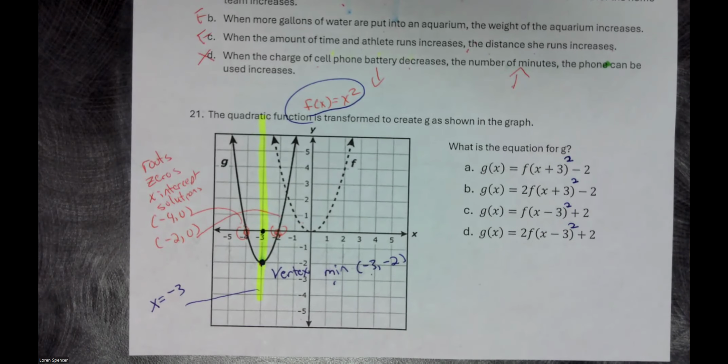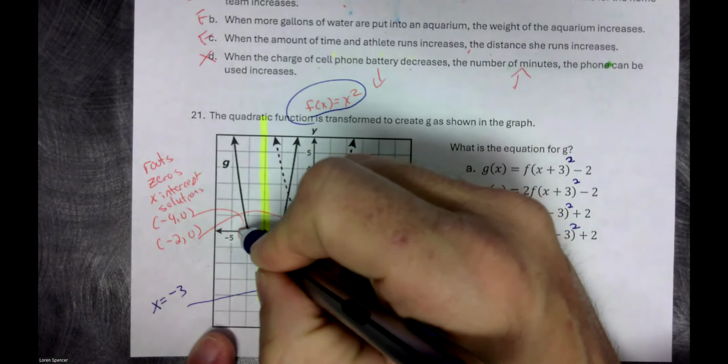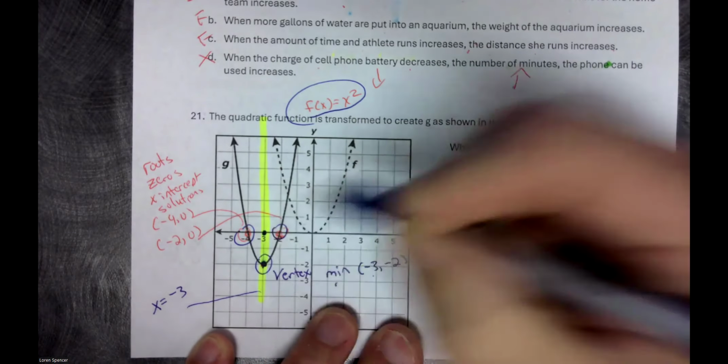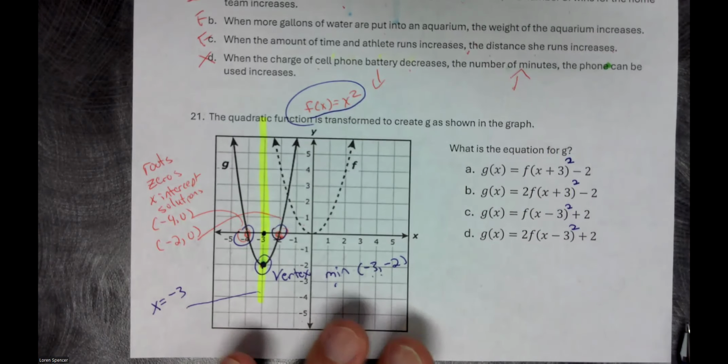So moving on, I'm going to go ahead and go to Desmos. I'm going to plug them in, and I'm going to look for this point here, and this point here. So I'm going to look for my vertex, and I'm going to look for my two roots.